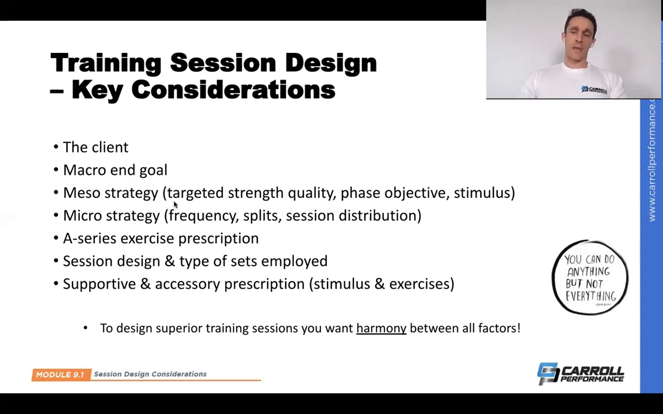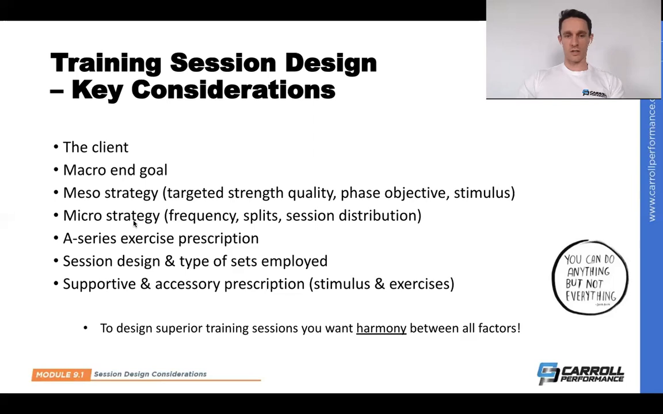We also want to think about the mesocycle strategy as well. So the training phase. So what is the strength quality and the adaptations you're hoping to achieve within that phase? What is that training stimulus you want to prescribe? Because if you're wanting a more endurance or metabolic stimulus, and then you go and prescribe a primary lift, which is 10 times 3, resting 240 seconds between each set, that's not a metabolic stimulus.